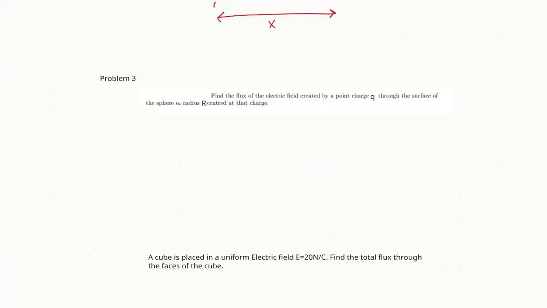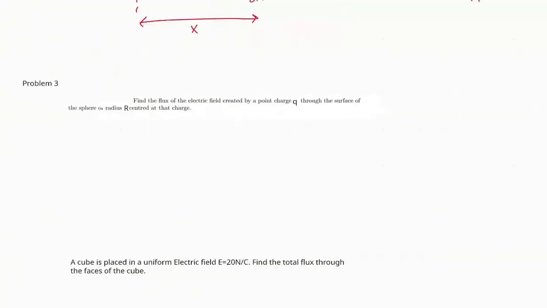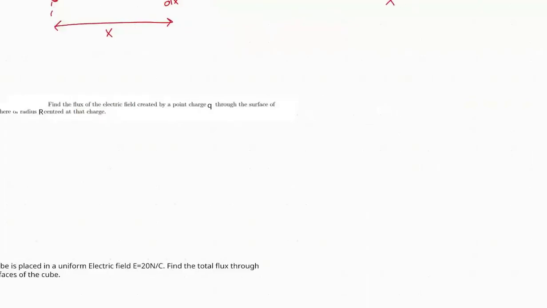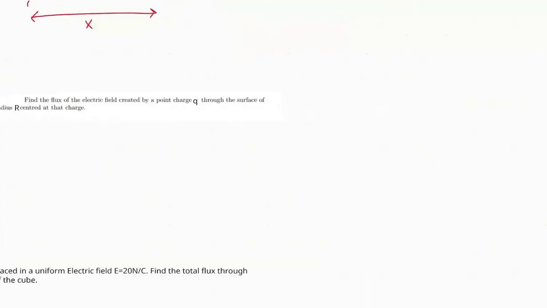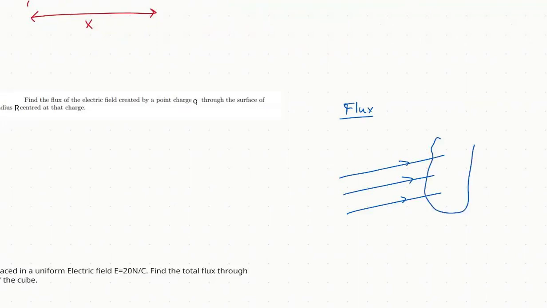Problem 3. Find the flux of an electric field created by a point charge through a surface on the sphere of radius r. So we're going to talk about flux, electric flux. The electric flux is defined as, so if you have an electric field, and this electric field passes through an area A.